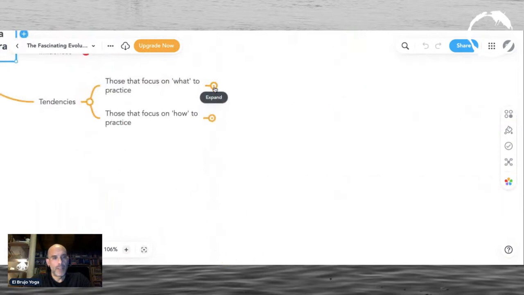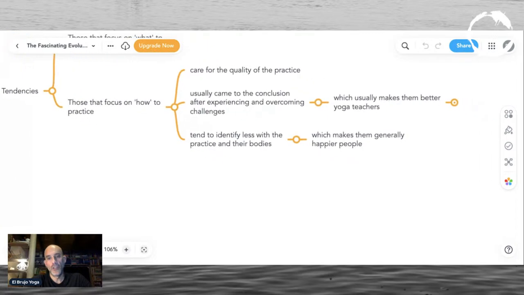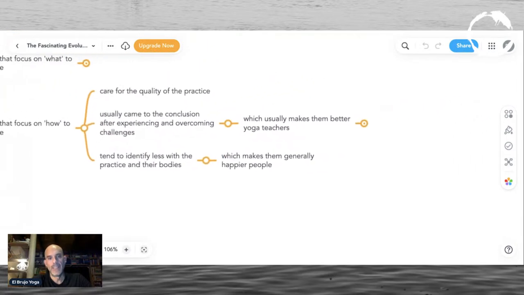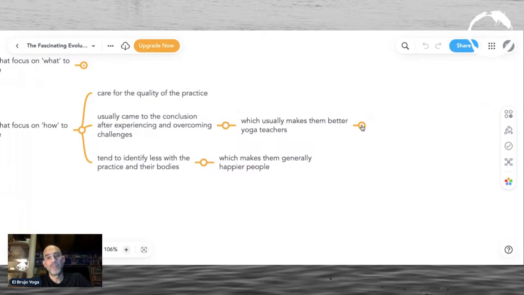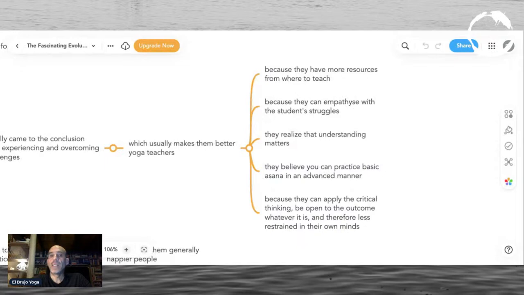But somehow I tend to find more reasonable the focus on the how. Why? Because you care for the quality of the practice. You usually come to the conclusion, after experiencing and overcoming challenges, that it is not what you practice but how you practice it, which usually makes them better yoga teachers, because they have more resources from where to teach, because they can empathize with the students' struggles, because they realize that understanding matters, because they believe you can practice basic asana in an advanced manner.